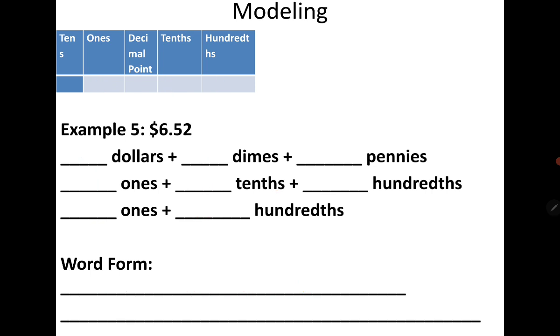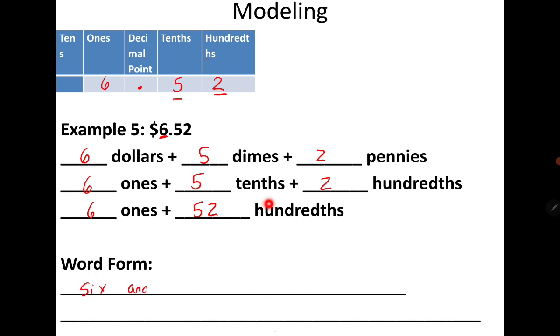Okay. Example 5, last one, $6.52. So in this case, we see that we actually have a digit that's going to go in the ones place other than 0. We've got 6 ones. So we've got 6 wholes and our 5 in our tenths place, 2 in our hundredths place. So we would read that as 6 and 52 hundredths. So $6, that would be 5 dimes and 2 pennies. 6 ones, 5 tenths, 2 hundredths. We could also think about it as 6 ones and 52 total hundredths.